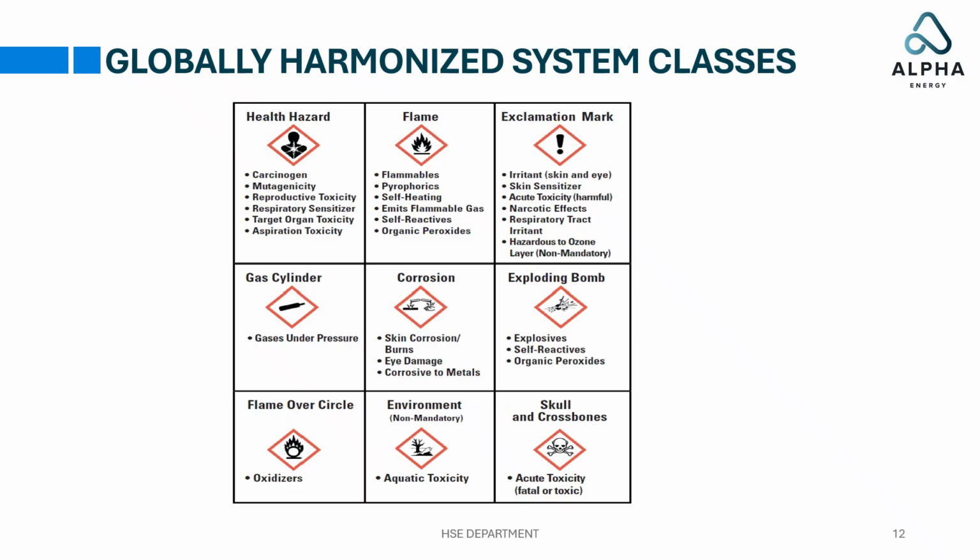Exclamation mark, for irritants, skin sensitizers, acute toxicity, etc., gas cylinder, for gases under pressure, corrosion, for skin corrosion burns, eye damage, and corrosive to metals, exploding bomb, for explosives, self-reactive, and organic peroxides, flame over circle, for oxidizers. Environment, for aquatic toxicity, non-mandatory, and skull and crossbones, for acute toxicity, fatal or toxic. This standardized system ensures consistent communication of chemical hazards worldwide, aiding in safer handling and transport.